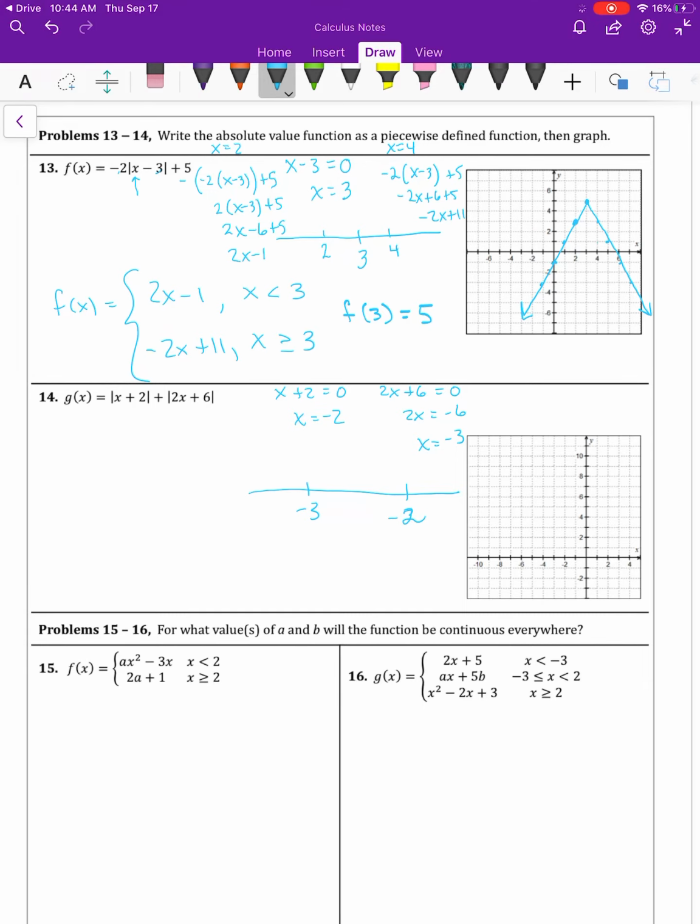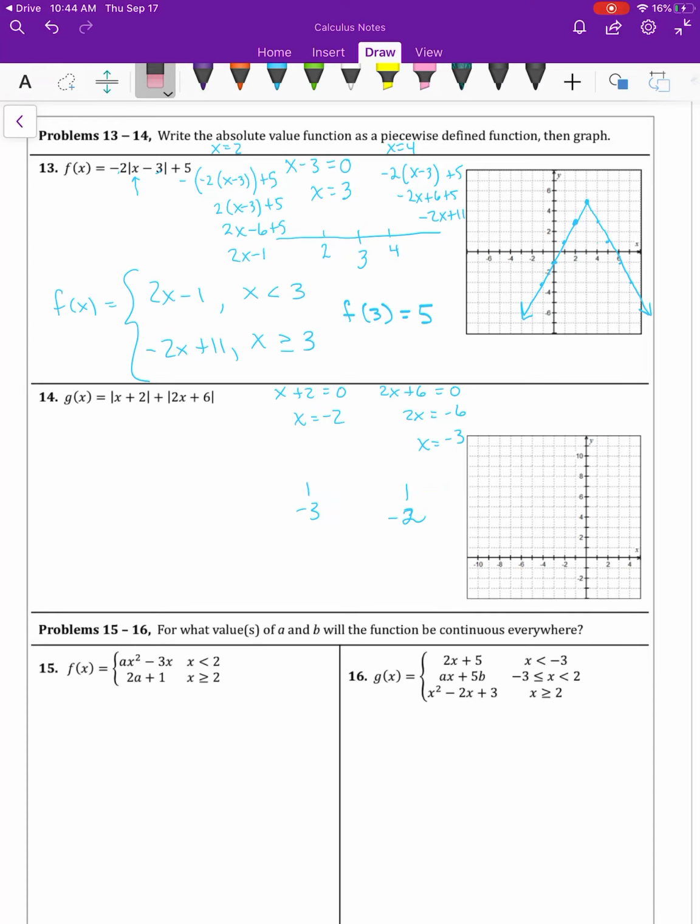And you want to put them as they are on the number line, so that the -3 is to the left of -2. And now you're going to choose a value that is less than negative 3. Oops. Like negative 4, let's say. Okay?